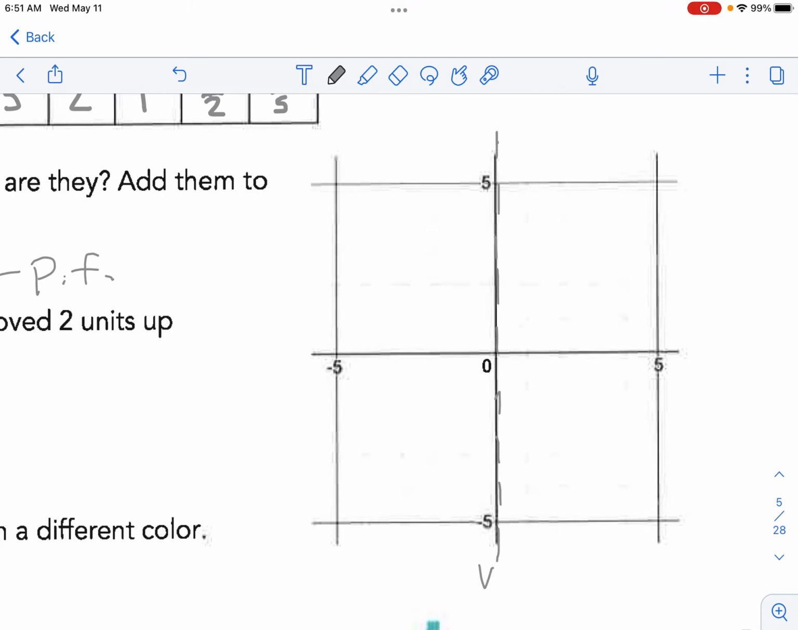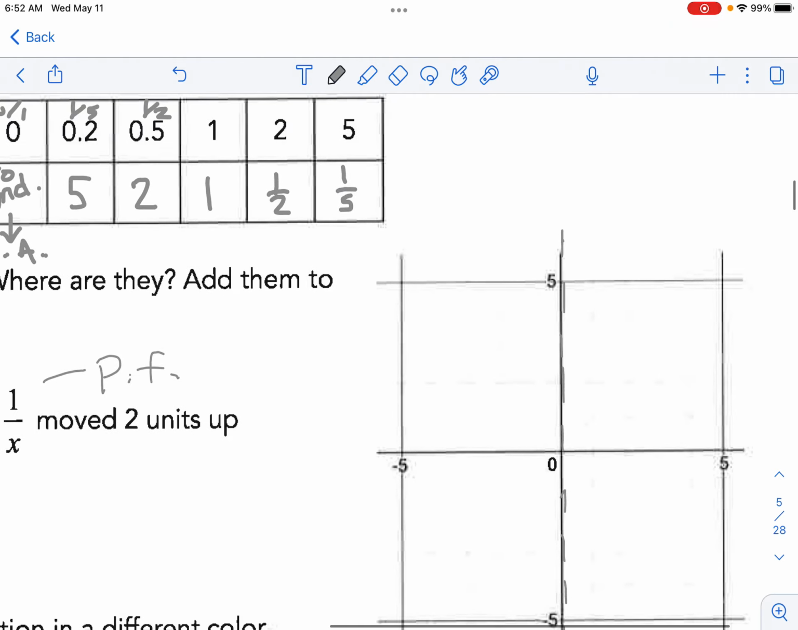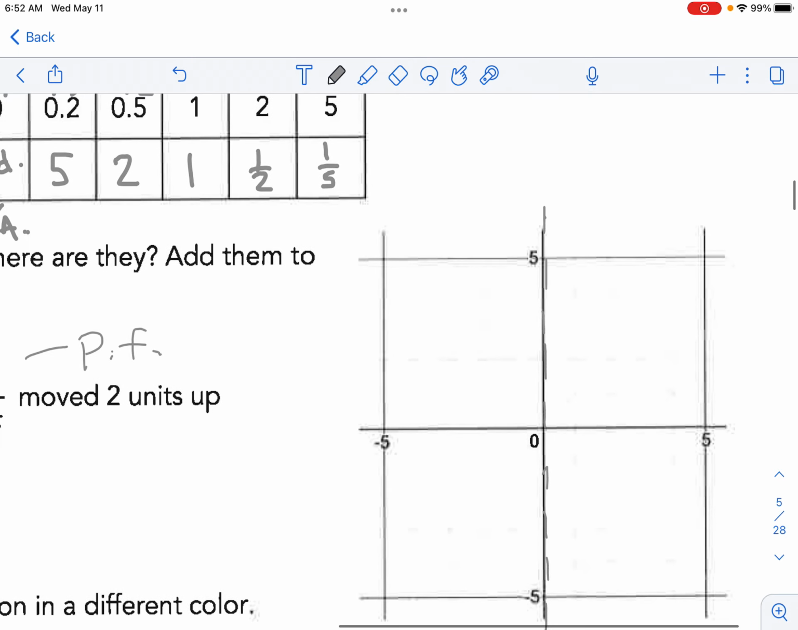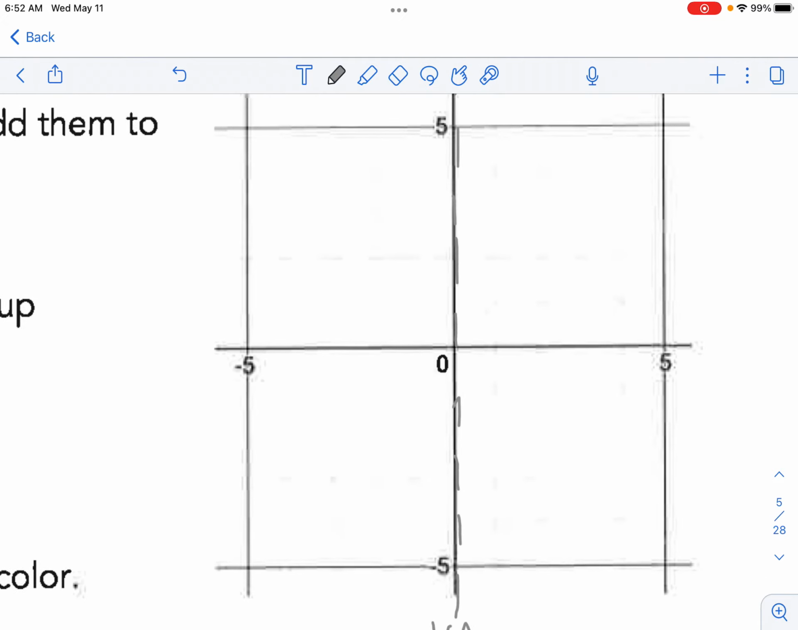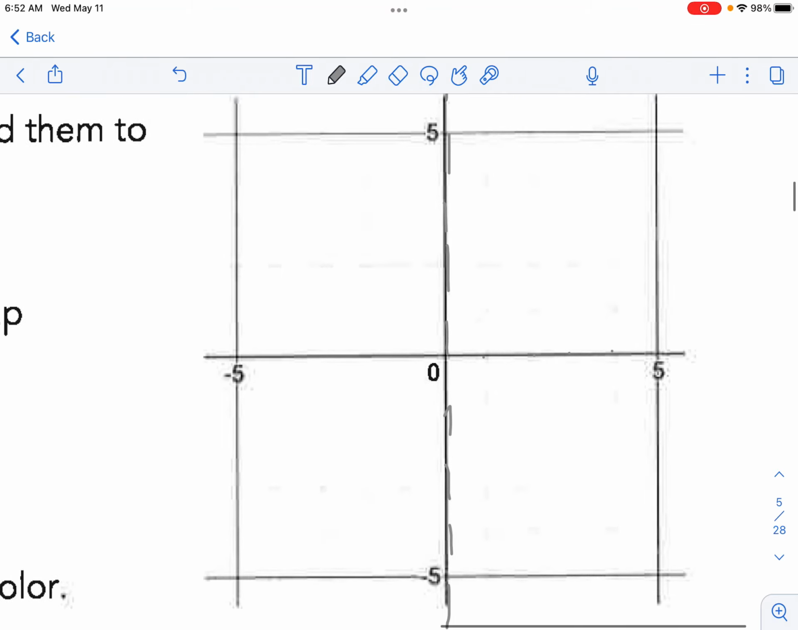So that's our vertical asymptote. And then we really need some hash marks, don't we? I really can't see the grid too well. I'm going to try to zoom in. It looks like I can see it here and here and here and here. It's tough though.